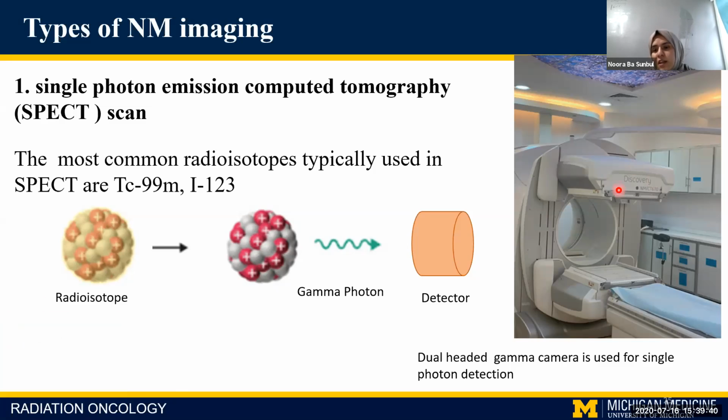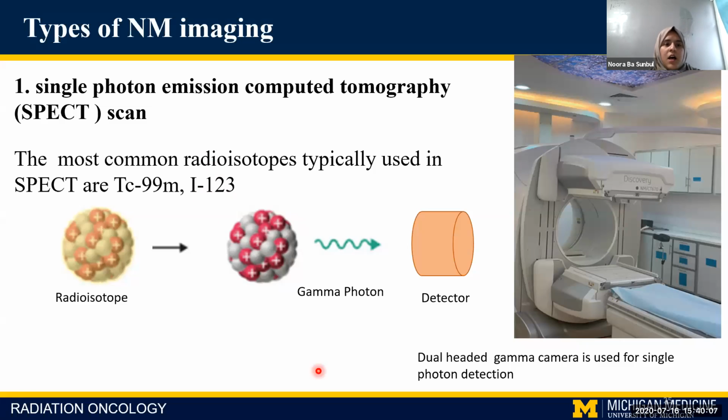The detectors would be at those two different regions, and then they rotate throughout the body of the patient to capture the decay of the radioisotope inside the region that you are interested in imaging. The most commonly used radioisotope is technetium-99m, and also iodine for some thyroid-specific applications.